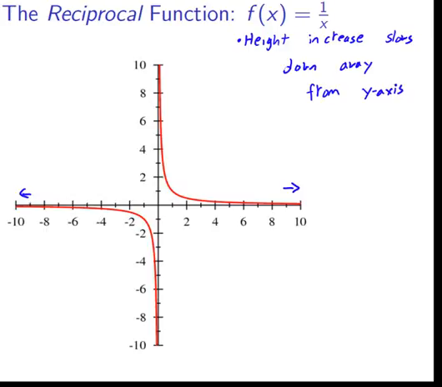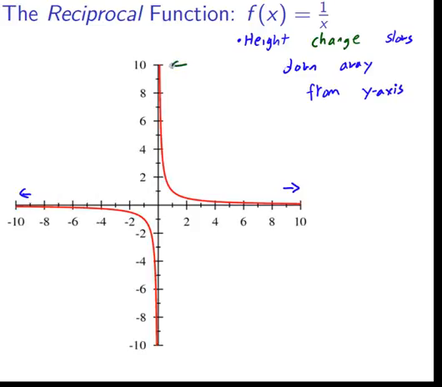However, this makes sense because at 2 we're at 1/2, at 4 we're at 1/4, at 6 we're at 1/6. So the height increase, well, I guess decrease, it's an increase as we go to the left, but the point is the height change slows down away from the y-axis.